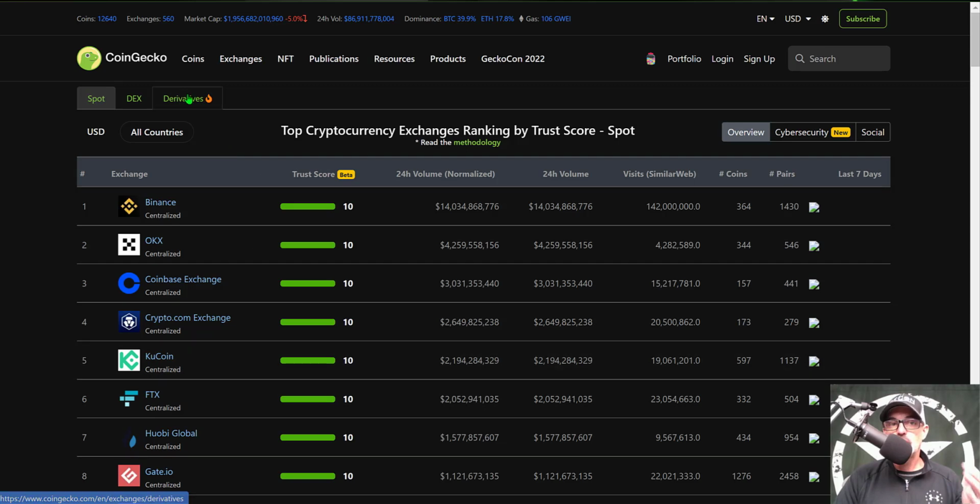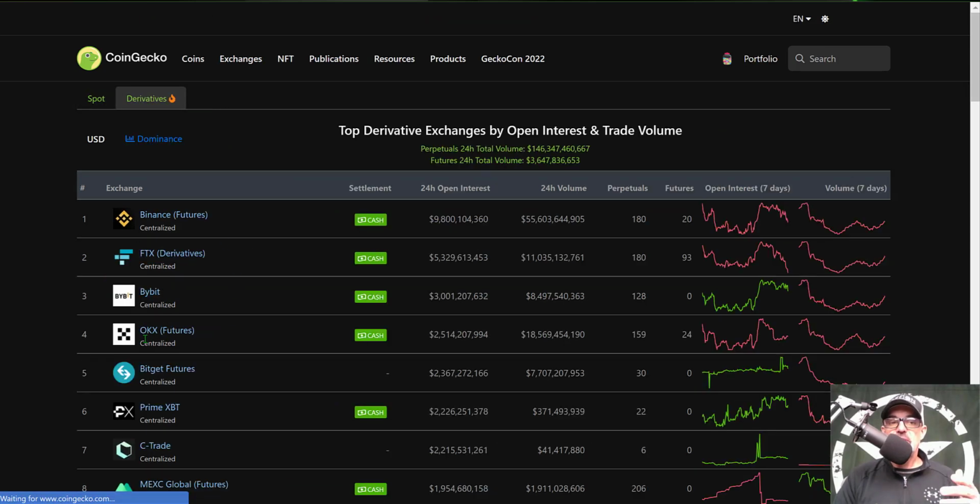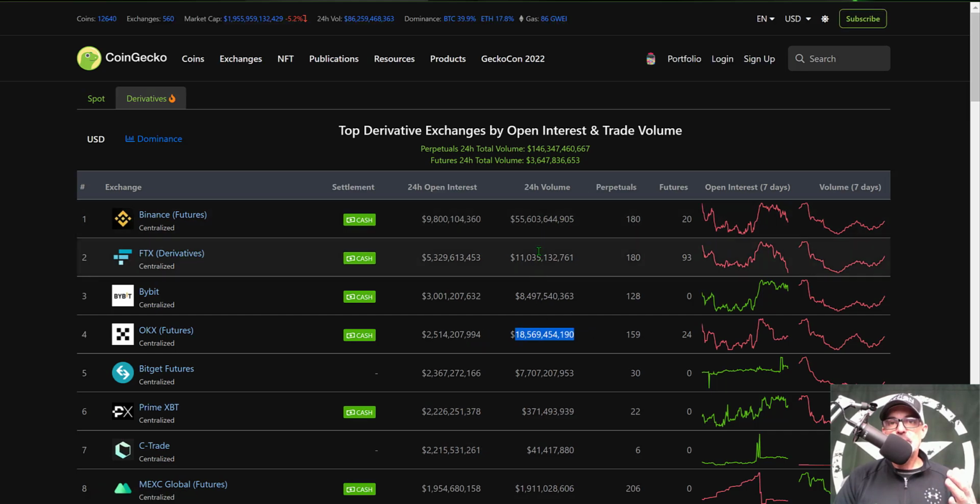Now, if we jump over to the derivatives, you can see they're still in the top 5, and actually on 24-hour volume, they're still number 2 right behind Binance. And so with that being said, let's take a deeper dive into what this dual investment product is.